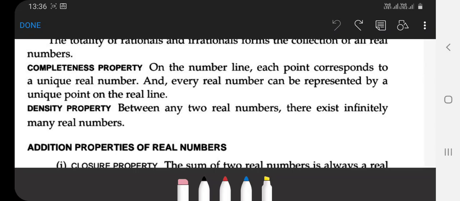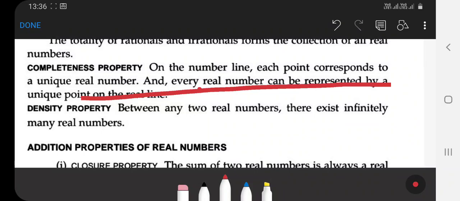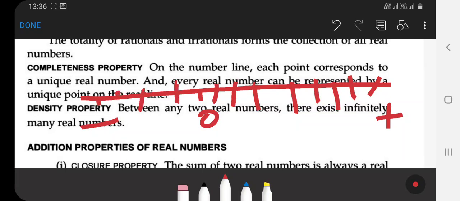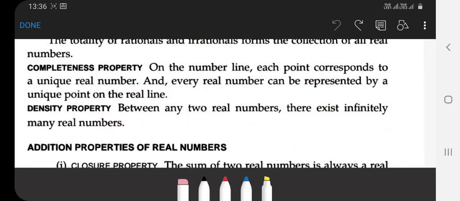Completeness property. On the number line, each point corresponds to a unique real number. Again, I repeat it. On the number line, each point, either negative or positive, corresponds to a unique real number, and every real number can be represented by a unique point on the real line.